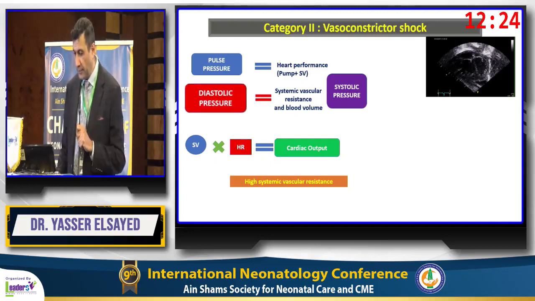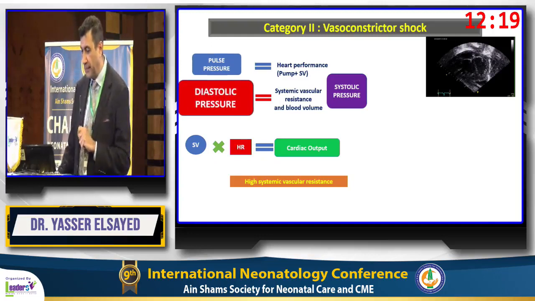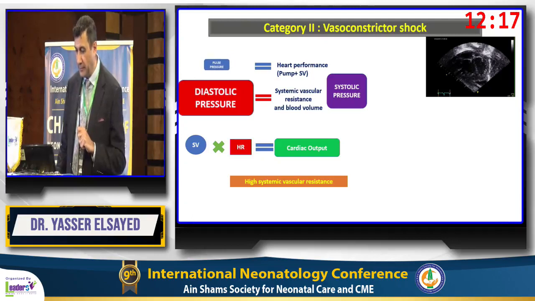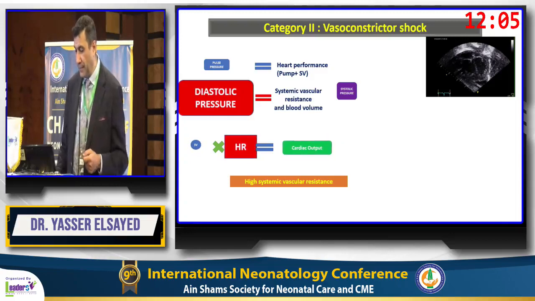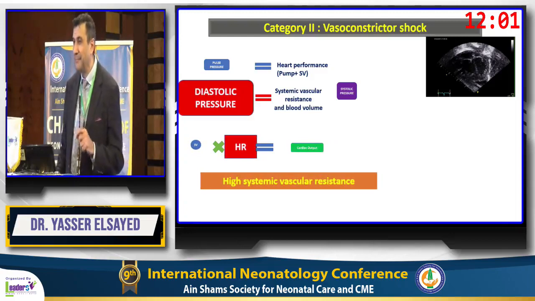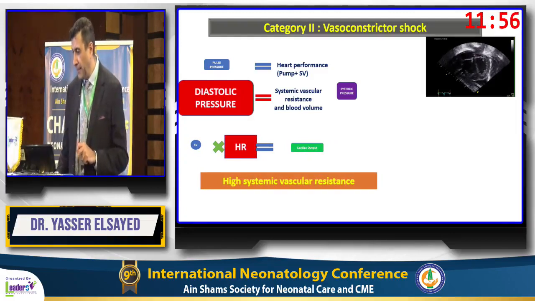Vasoconstrictor physiology: when you have high diastolic blood pressure, you see the trend of the diastolic pressure getting high. Typically, the pulse pressure will be very narrow, and I will show the trend of that. Systolic pressure will be low, secondary to low pulse pressure, stroke volume low, heart rate high because of compensation, and the cardiac output by echo is expected to be low, with estimated systemic vascular resistance expected to be high.